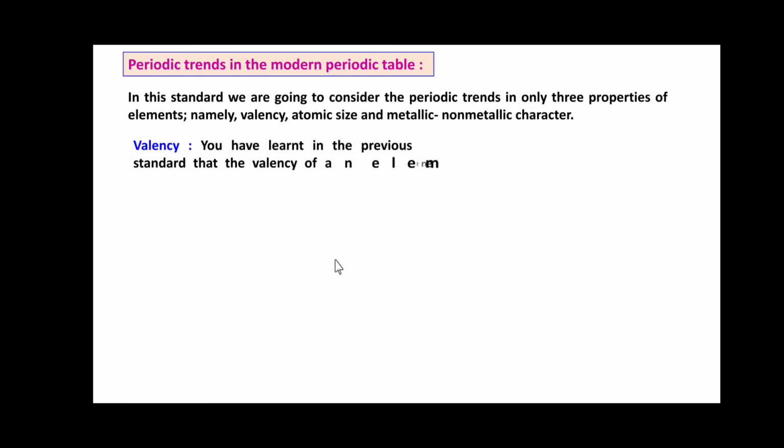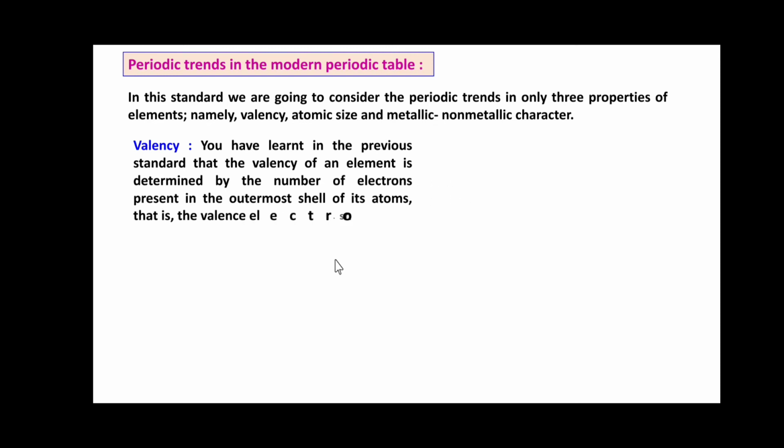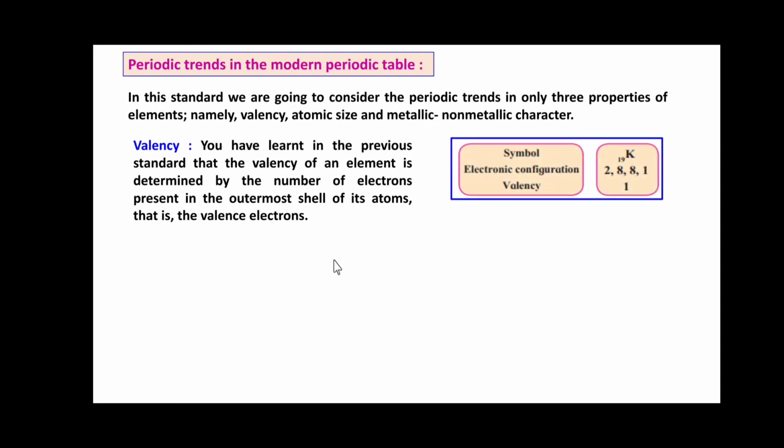You have learnt in the previous standard that the valency of an element is determined by the number of electrons present in the outermost cell of an atom. That is the valence electrons. You could see here how the symbols for the electron configuration are written. It is potassium, whose atomic number is 19. First it has 2, second 8, 8, 1. It is the electronic configuration and the valency is 1. That you can see over here.